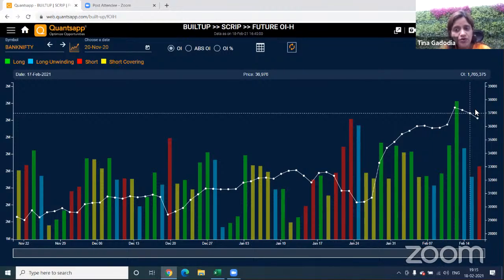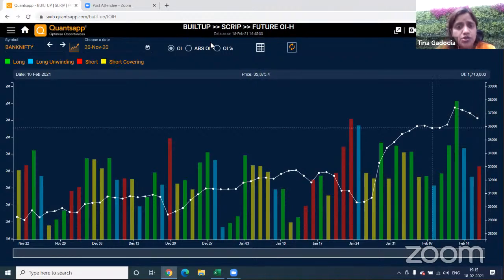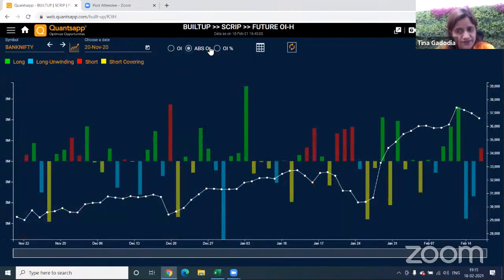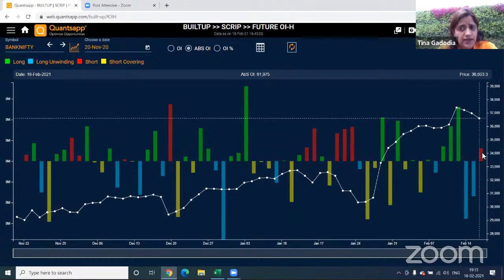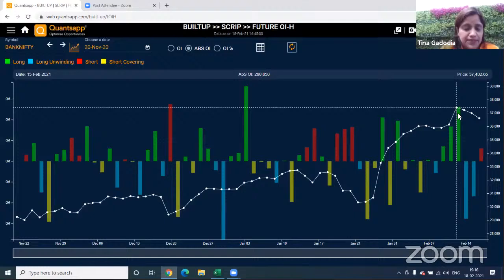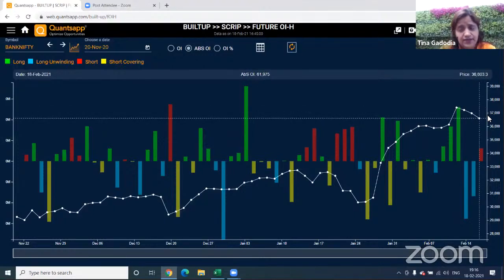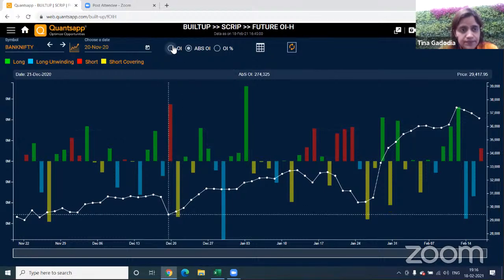So Bank Nifty so far has been on the long side. The last few days we saw some sort of unwinding taking place. Today the short was there, but the short is not that aggressive, so I won't say it is a trend change. Definitely people who have picked up at 37,500, 36,500 got a 1,000 point move. So swing trading works well.